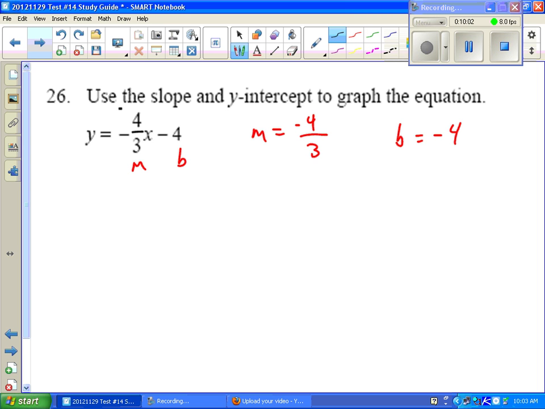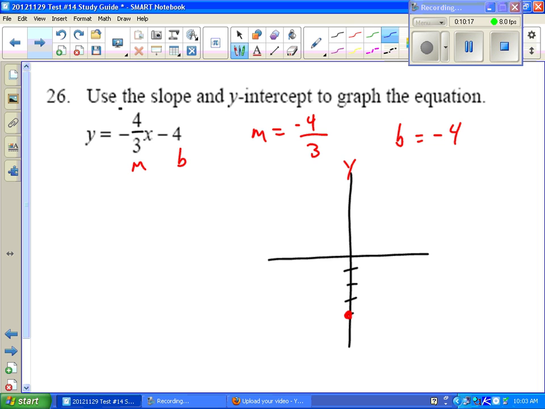B tells you where to start. It tells you where to begin. This is your y-axis. So it tells you to begin at negative 4. 1, 2, 3, 4. That's where our point's going to start. That's why our equation is going to cross through the y-axis.